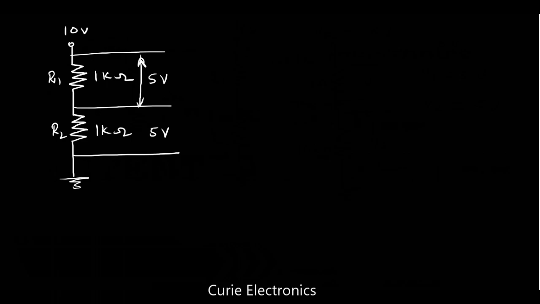Let's see one more. So we have one more resistor here. This is 10 volt. We have a 5 kilo ohm resistor here. Let's not take equal values. Let's take a 6 kilo ohm resistor here and a 4 kilo ohm resistor here. This is not so easy to find. We need some equation. So that later we'll see.